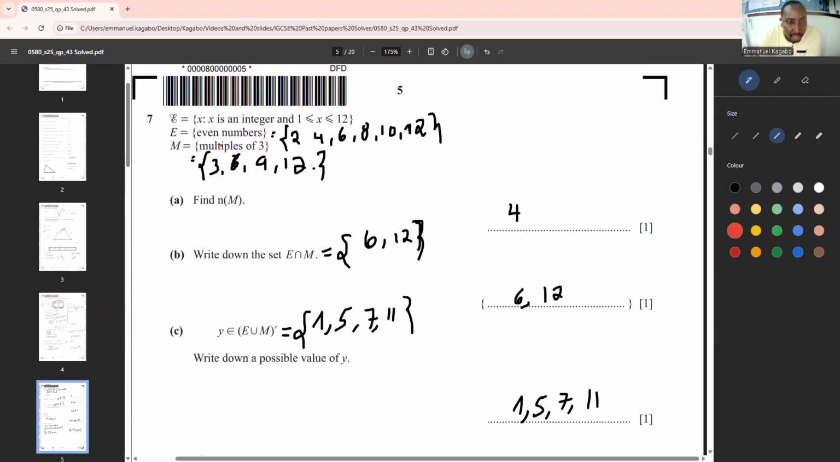Okay. Now this question is about the topic of sets. So you are given the integers. The keyword here, the integers, from 1 to 12.